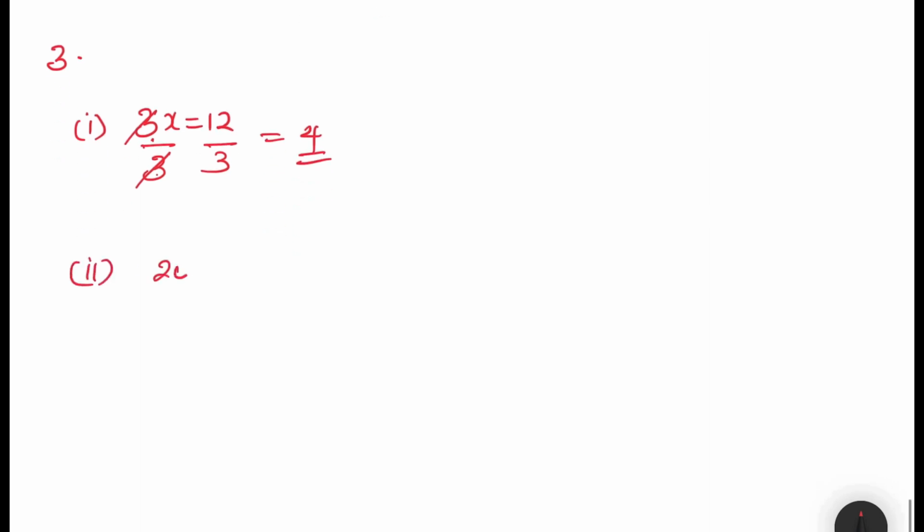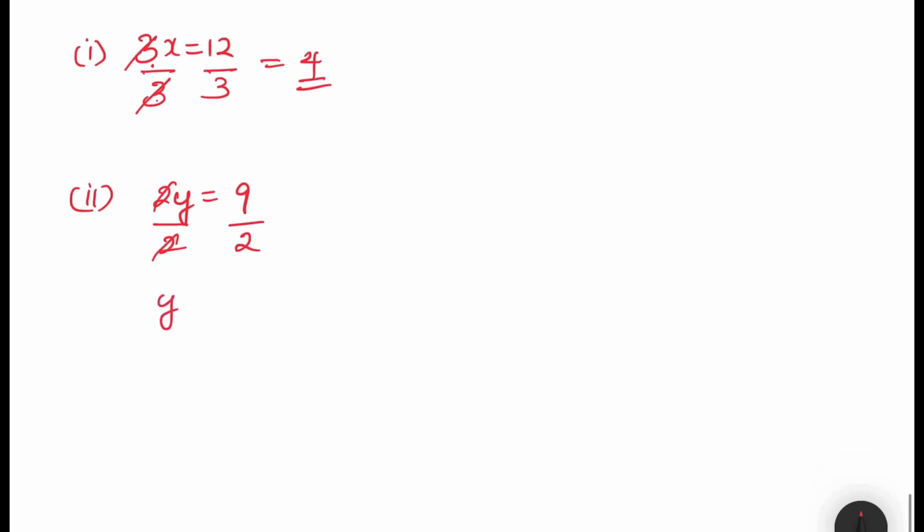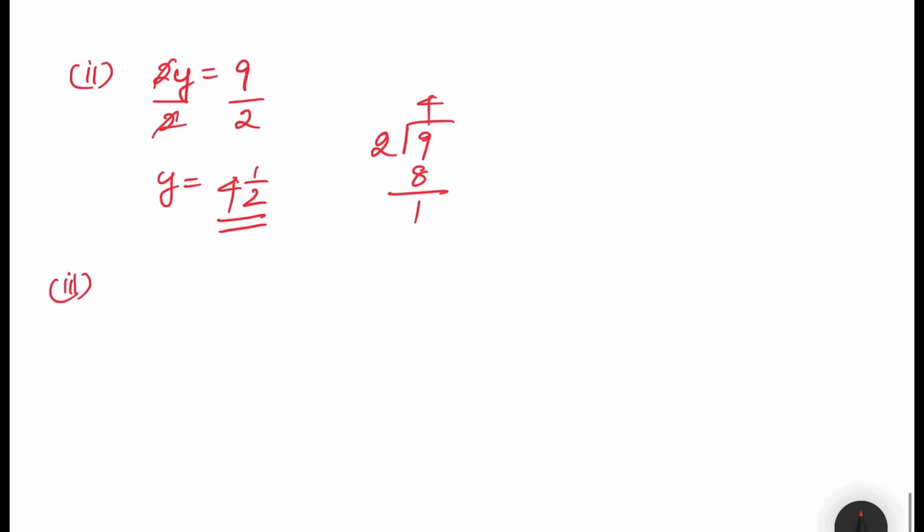Coming to the second question, 2y is equal to 9. So if I divide by 2 on both the sides, what do I get? y is equal to 9 by 2. 9 by 2, 2 goes 4 times. 2 4s are 8, so 1 remains. So I can write 4 1 by 2. Third sub question we have 5z is equal to 8.5.